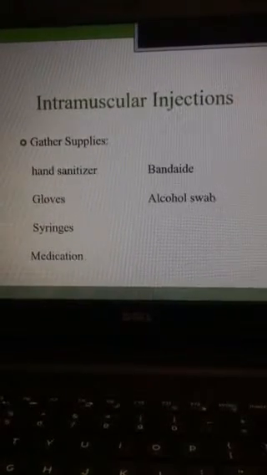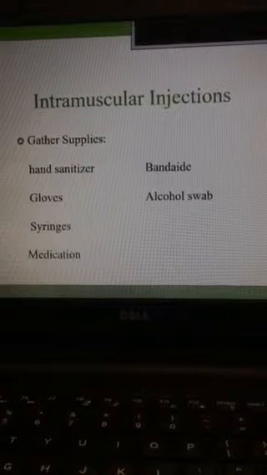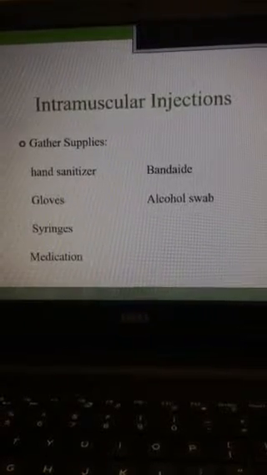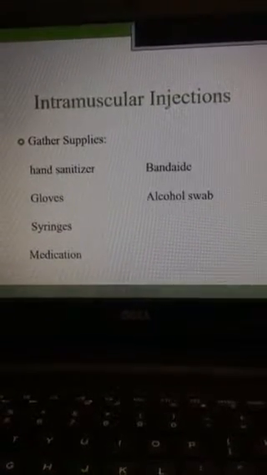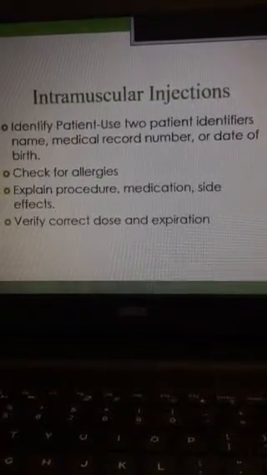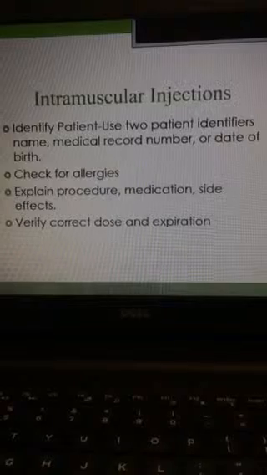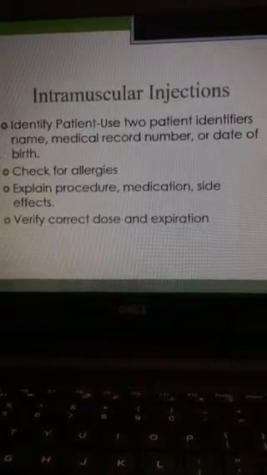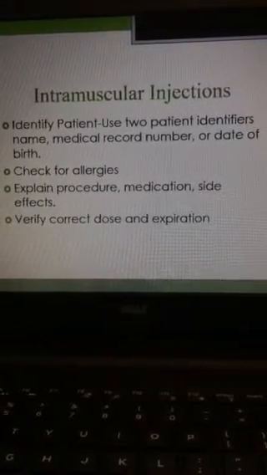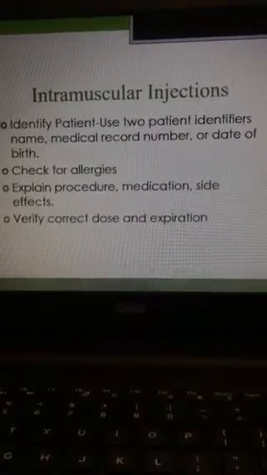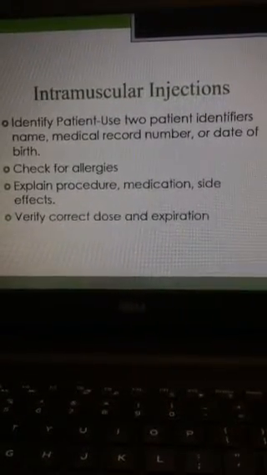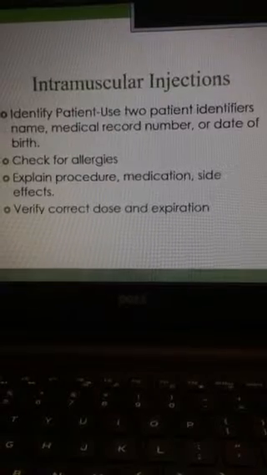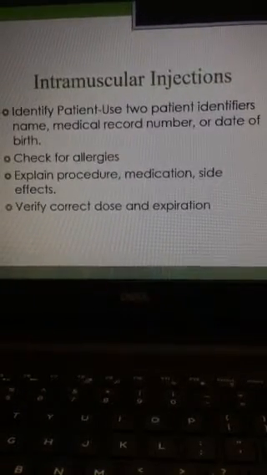To give an IM injection, you want to gather your supplies. You're going to need hand sanitizer, gloves, syringes, the medication, Band-Aids, and an alcohol swab. To identify your patient, you want to use 2 patient identifiers. You can use the patient name, their medical record number, or date of birth. Remember to check for allergies. Remember to explain the procedure, the medication, and the side effects to your patient. Verify the correct dose and aspiration.